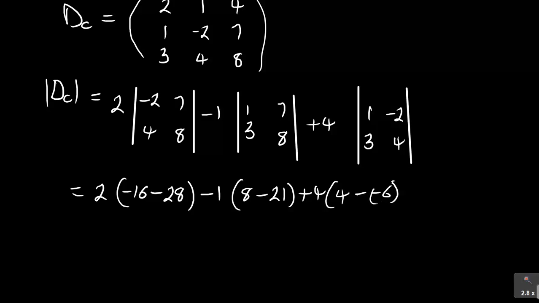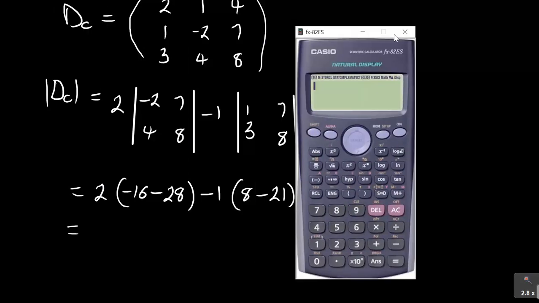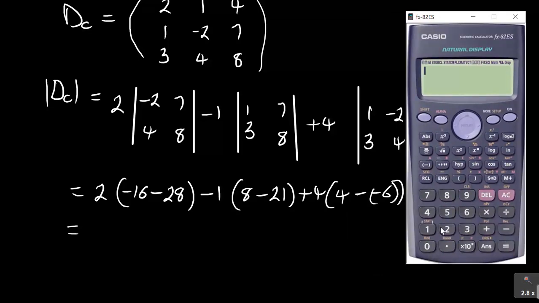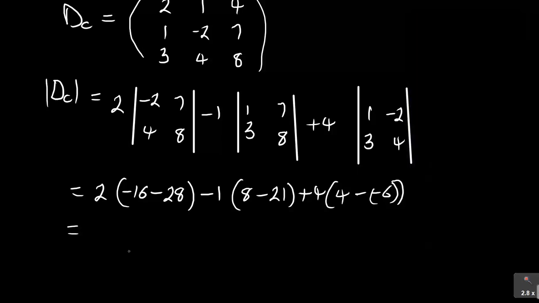So you've got that. When you evaluate with the calculator, it will give me, in this case, 2 into minus 16 minus 28, and minus 1, 8 minus 21, and then plus 4, 4 minus negative 6. It will still give you the answer. It's minus 35. You can see that this is negative 35.